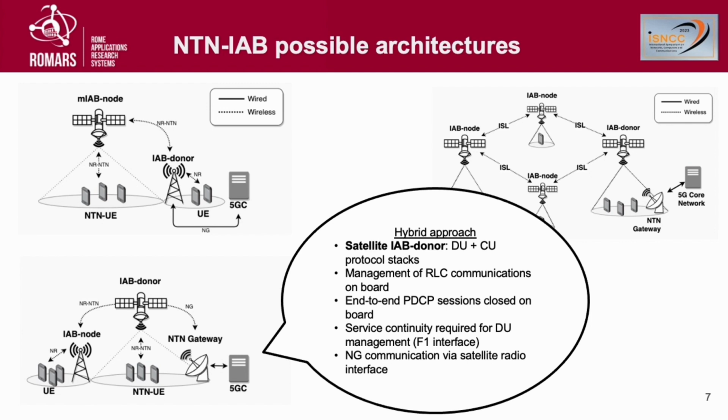Therefore, the RRC and F1-C are subject to ground-to-satellite delays, as are the end-to-end PDCP connections with the NTN UE. Also, the ground UE served by ground nodes are subject to satellite delays. This architecture, instead, can be deployed using GEO satellites, considering that the feeder link toward the 5G core must be always available.